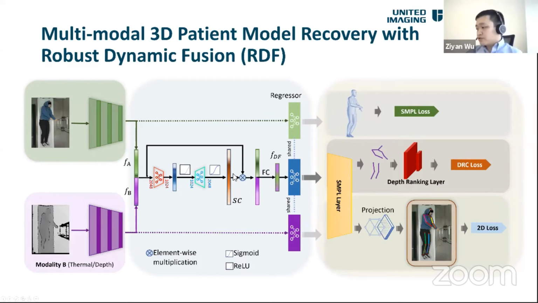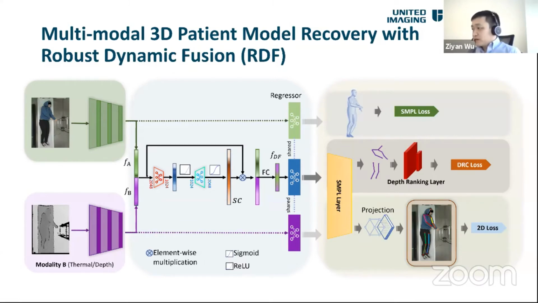And after the feature fusion, we are enforcing three kinds of constraints on the regressed patient model parameters. So the first constraint is we directly enforce the consistency between the regressed patient model parameters with any available patient model parameter annotations we have. This can be the ground truth or can be some kind of pseudo annotations.